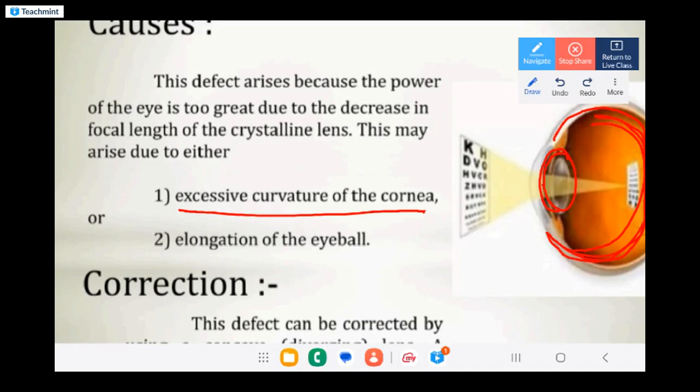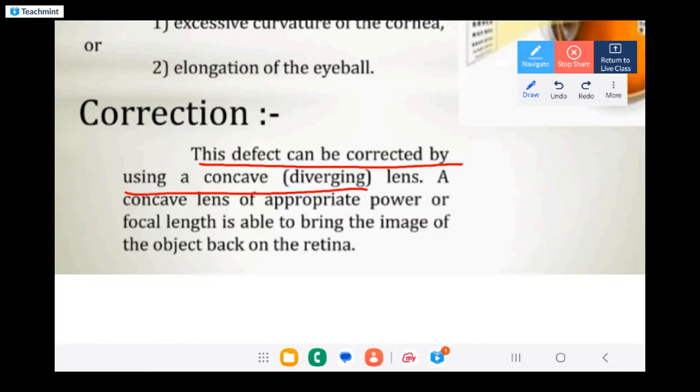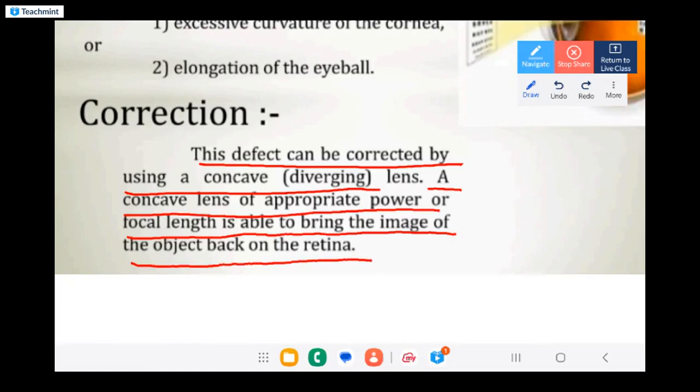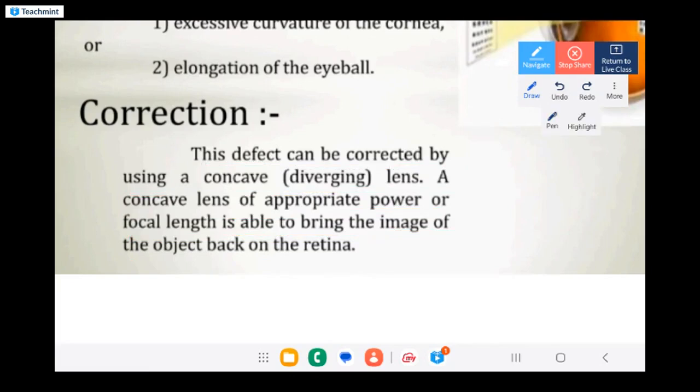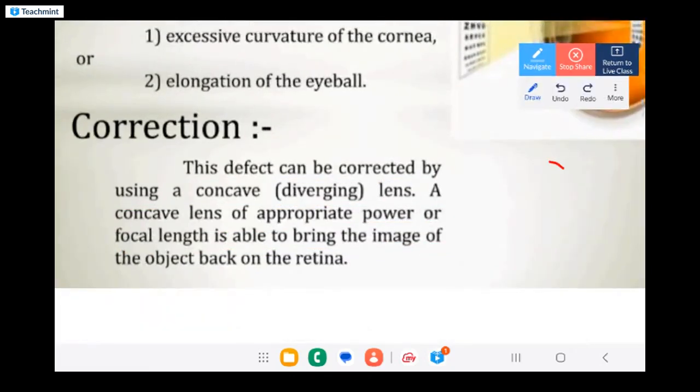Now, what is the correction for people who have myopia? This defect can be corrected by using a concave lens, also called a diverging lens. A concave lens of appropriate power or focal length is able to bring the image of the object back to the retina. So here is the retina. Technically, the image is formed in front of the retina. We want this image to form exactly on the retina, so we want to push the image a little backward.